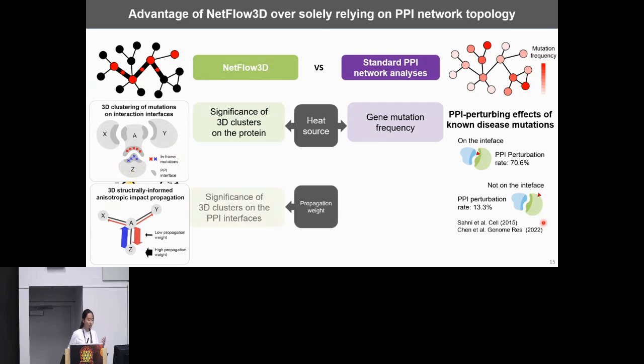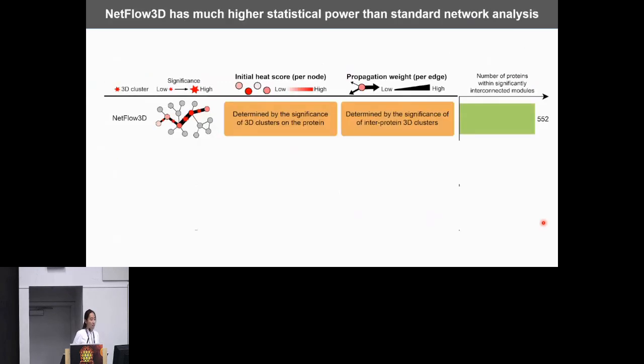But in standard network analysis, since they generally don't consider which mutation is on the binding interface with which interaction partner, they will simply diffuse the impact of 3D mutation clusters to every neighbor equivalently. As a result, NetFlow3D achieved a much higher statistical power than standard network analysis. And to demonstrate this, I will systematically remove the 3D clustering information which was originally integrated in NetFlow3D.